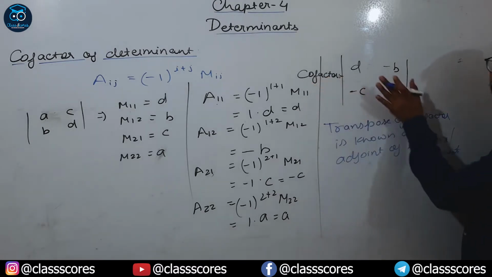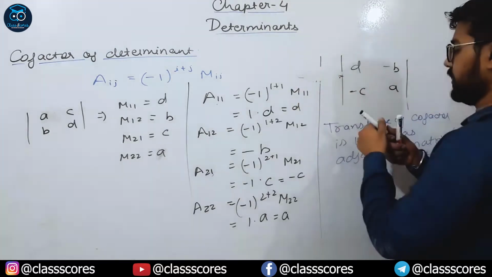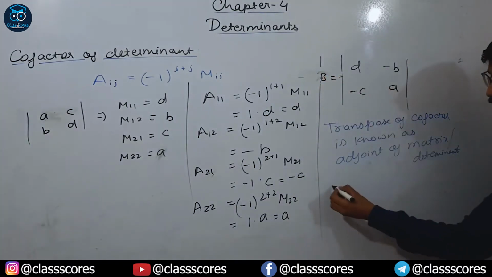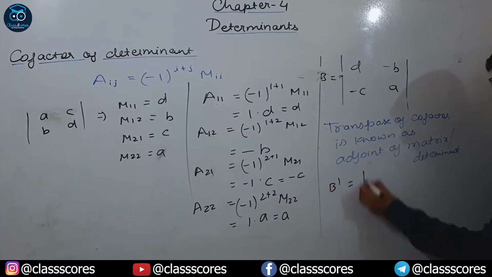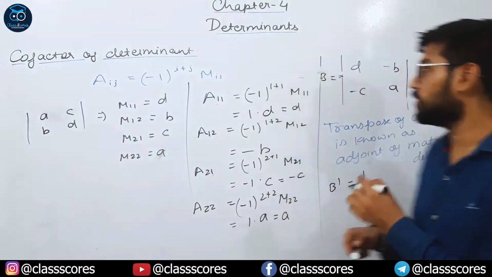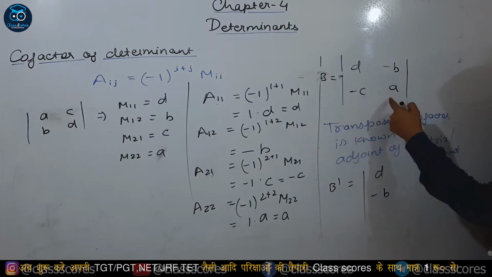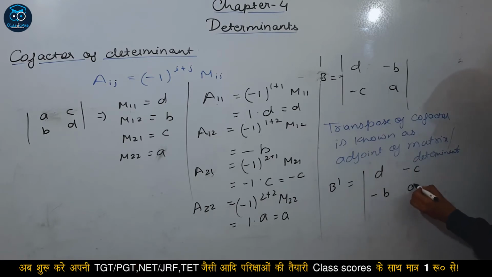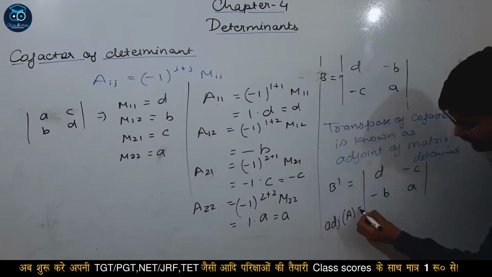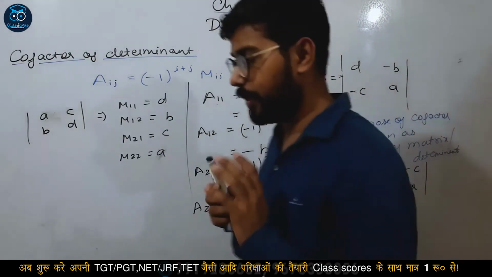Here the cofactor matrix is this. If we transpose this, let's say it is represented by B. So B dash is equal to the transpose, and transpose means interchange of rows and columns. Here this is the row and it will become the column, and this is the row, minus C. This will be considered as the adjoint of A. Clear? I hope it is clear to all of you.